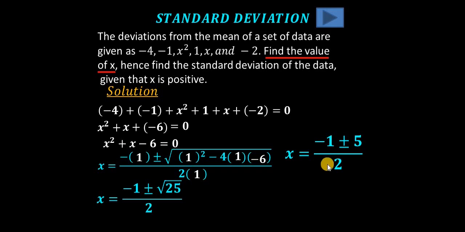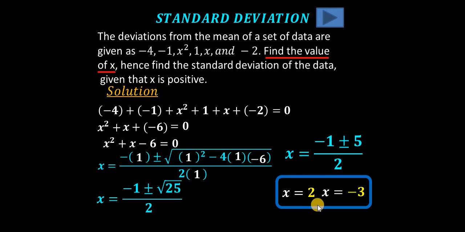From here, we are going to get the values of x as follows. The first value we obtain by addition, so we add -1 to +5, and that gives us 4. 4 divided by 2 gives us 2. So the first value of x is 2. Then the next value we obtain by subtraction, so we have -1 minus 5, and that gives us -6. -6 divided by 2 is -3. So x is -3. And those are the values of x as desired.